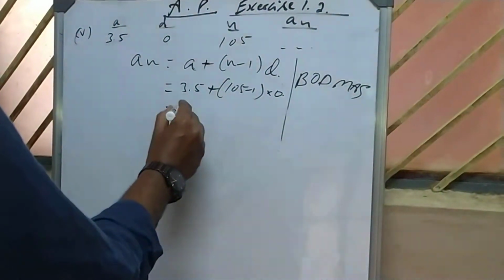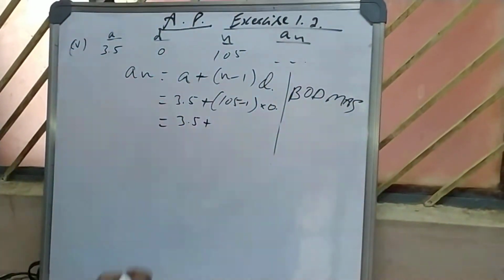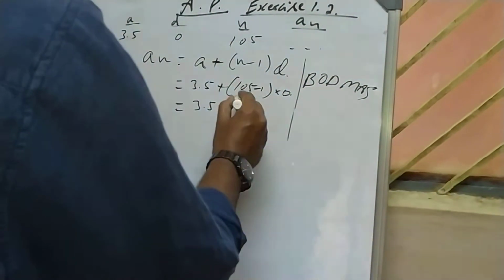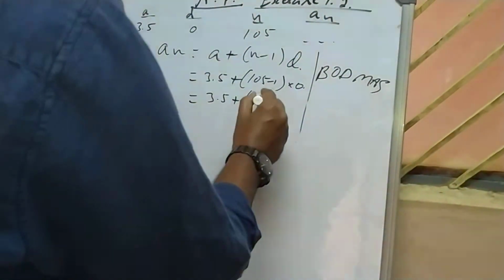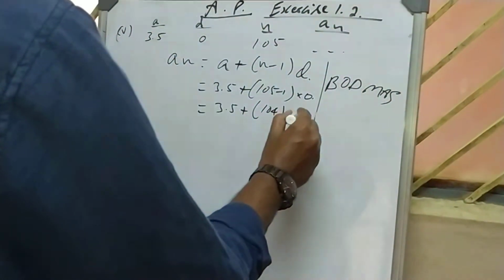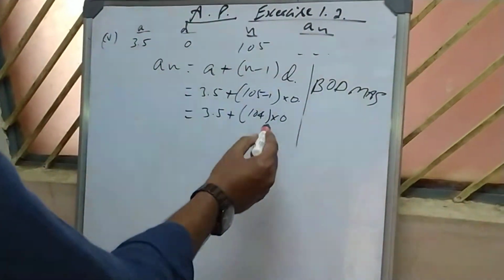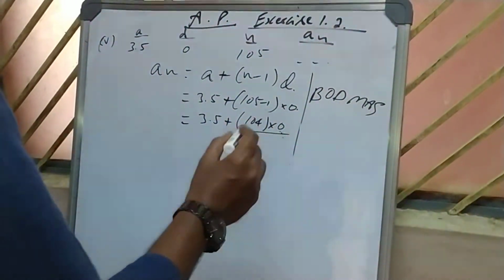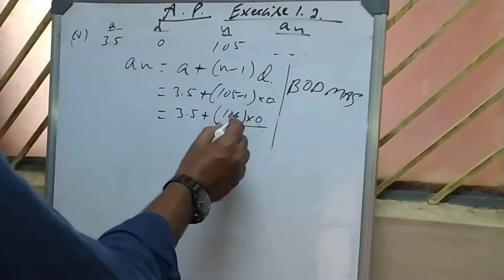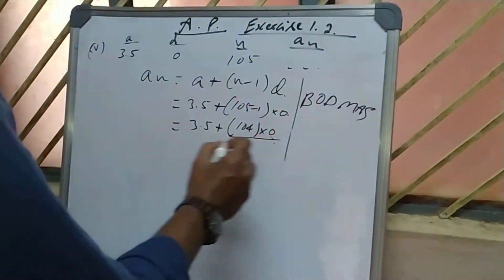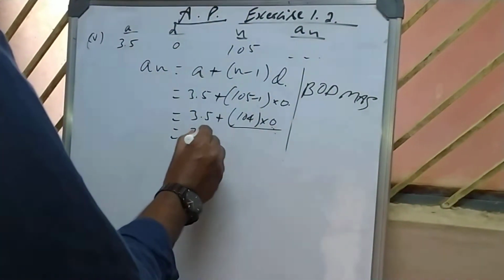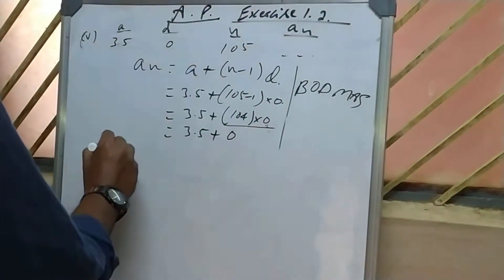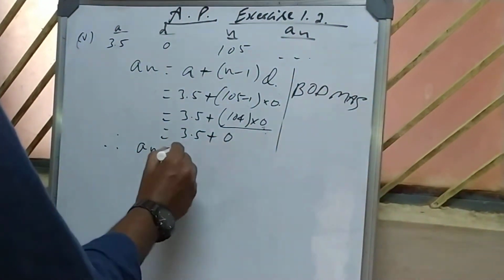This will be 3.5 as it is plus. I have told you that we have to do the bracket first. So let us do this first. 105 minus 1 is 104 into 0. We know that any number multiplied by 0 is going to give us 0. So 104 into 0 is 0. So this will become 3.5 plus 0. Therefore, an is equal to 3.5.